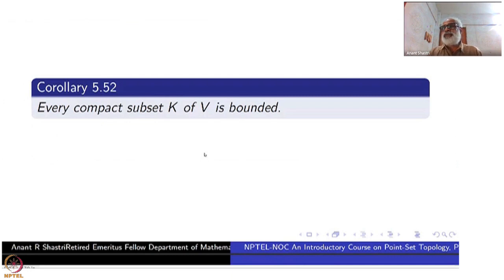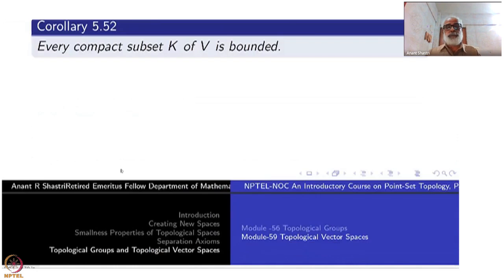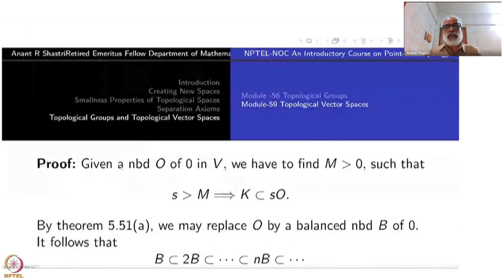Okay. So you see, I told you that these balanced neighborhoods are playing the role of balls in a metric space. So now we can talk about compact subsets being bounded, just like in a metric space. Of course, our notion of boundedness is also different here. This boundedness is stronger. That's what we have already remarked the last time. What is the proof? The proof is very easy.